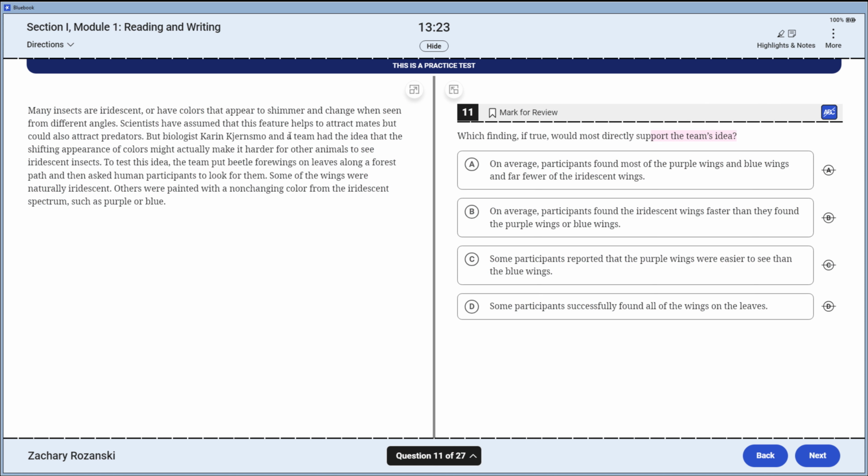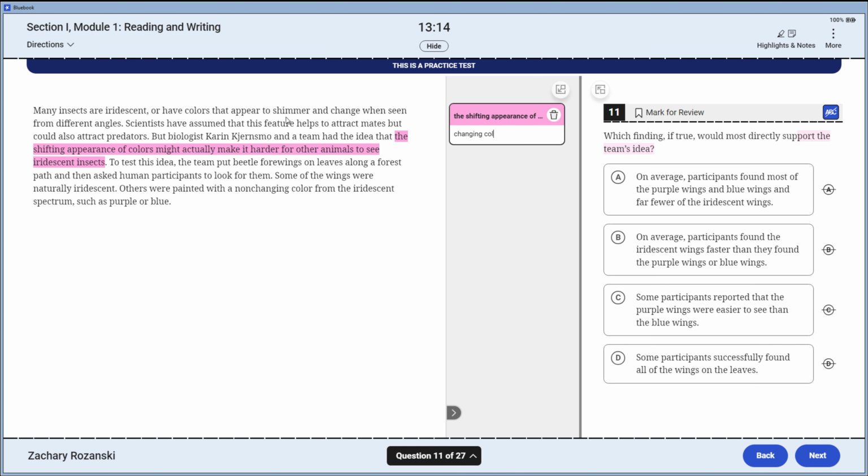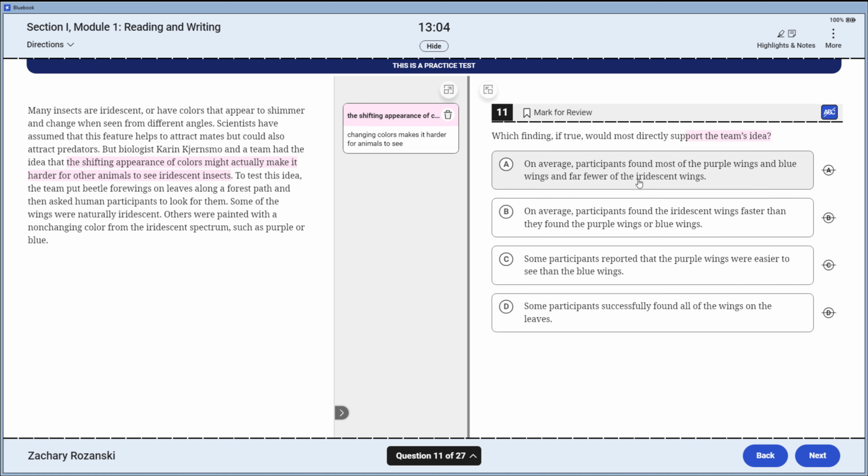This idea bounces me back one. This idea that the shifting color. So their idea is that changing colors makes it just harder for animals to see. I'm going to support this team idea. Maybe I can go for the questions right here.